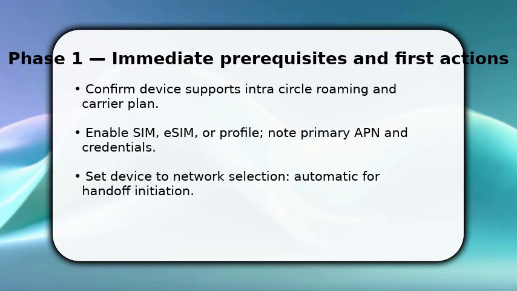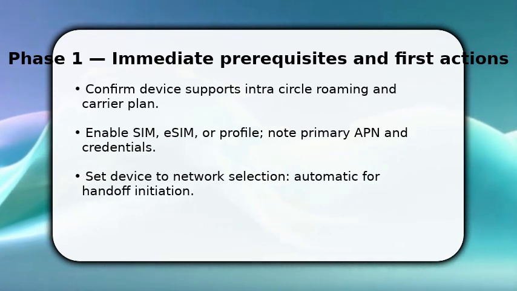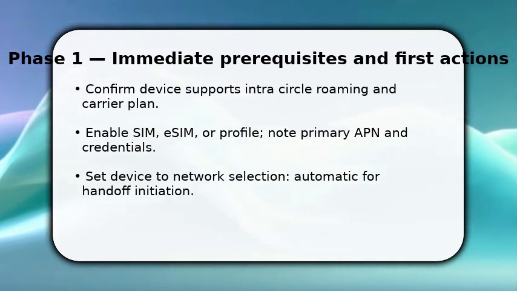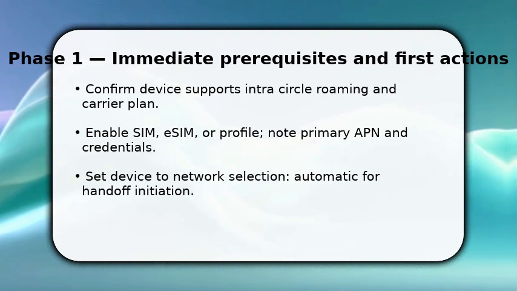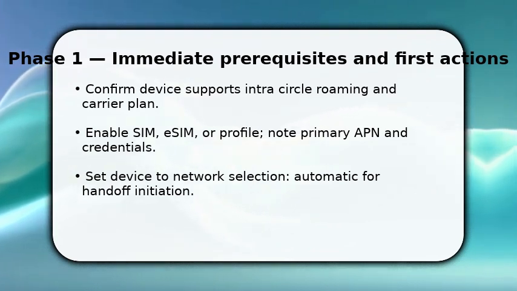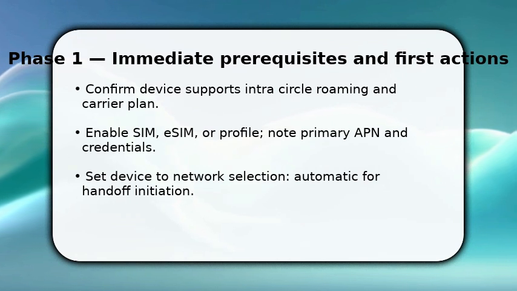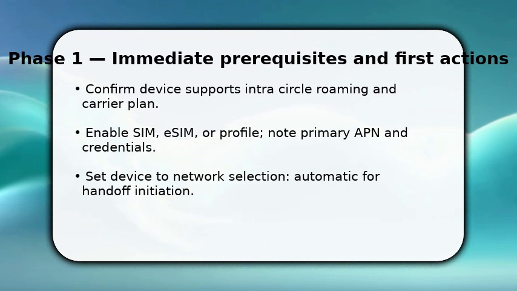You start by confirming your device and plan support intra-circle roaming. This matters because capability must exist before you proceed. Once done, enable the SIM or eSIM profile and verify the primary APN and login credentials so authentication succeeds.